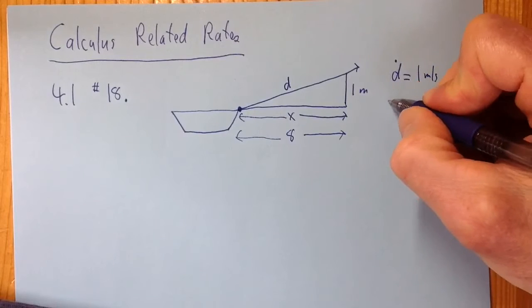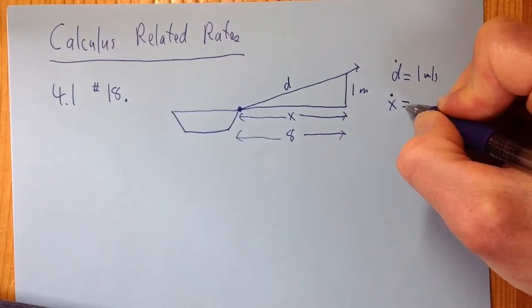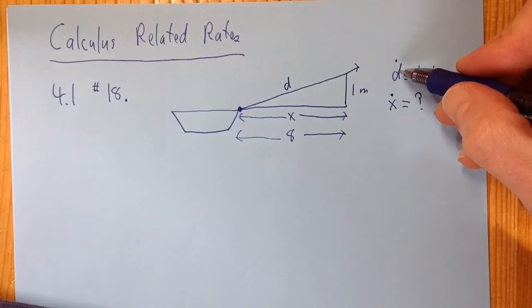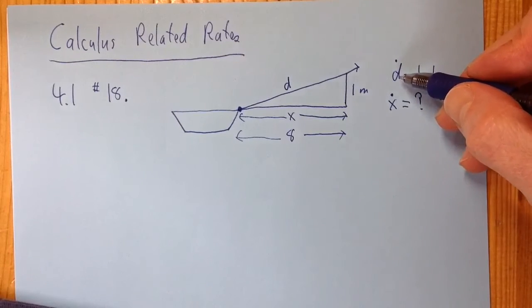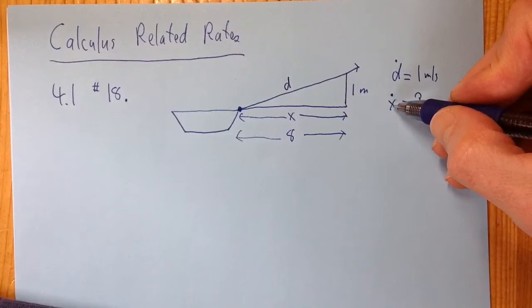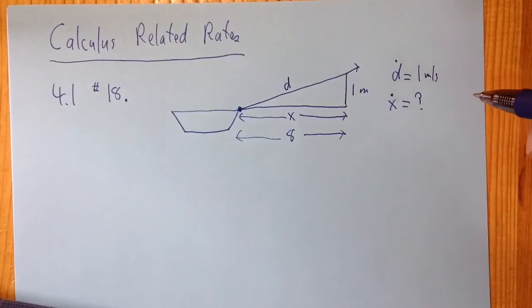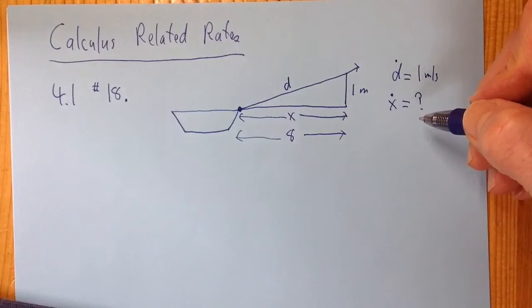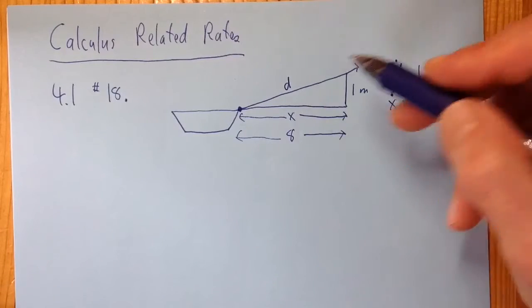And what we want to know is x dot. We want to know how fast the boat is moving. Again, d dot is dD/dt, which is awkward to write, which is why I like the dot thing. And x dot is dx/dt. Again, a lot easier to write the dot than write that thing out. Okay, so now we have to relate everything.